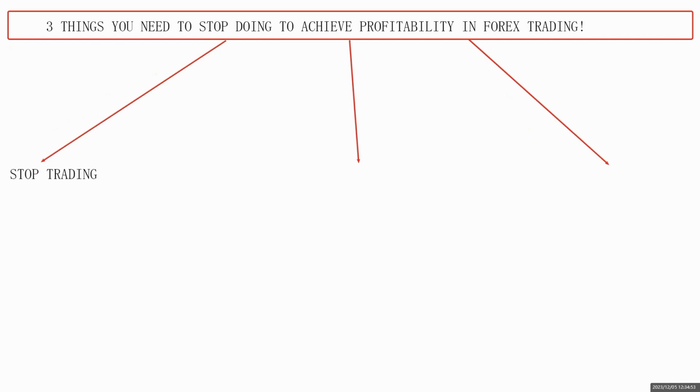So what is the effect of trading randomly? Trading randomly means that you do not have a defined trading system or strategy that guides your activity in the market.